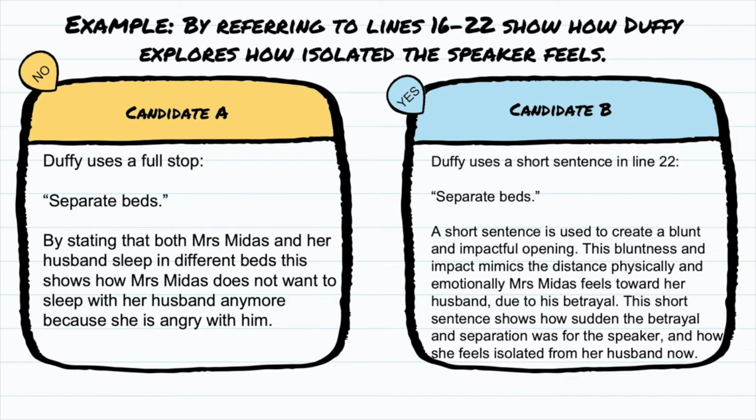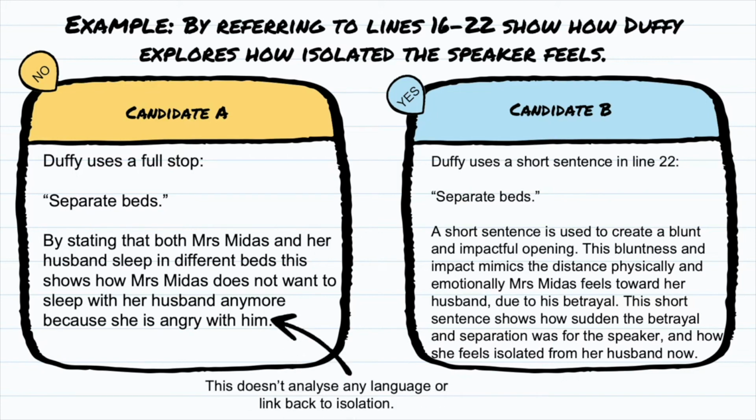Candidate B describes the technique used and why this is useful in general. They say that a short sentence is impactful and blunt. By doing that, that allows the analysis to be deepened into describing why the speaker feels isolated. If you notice, candidate A doesn't mention isolation whatsoever. Candidate A instead falls into the trap of just saying what happens at this point in the poem. There's no language analysis whatsoever, and there's also no link back to isolation.